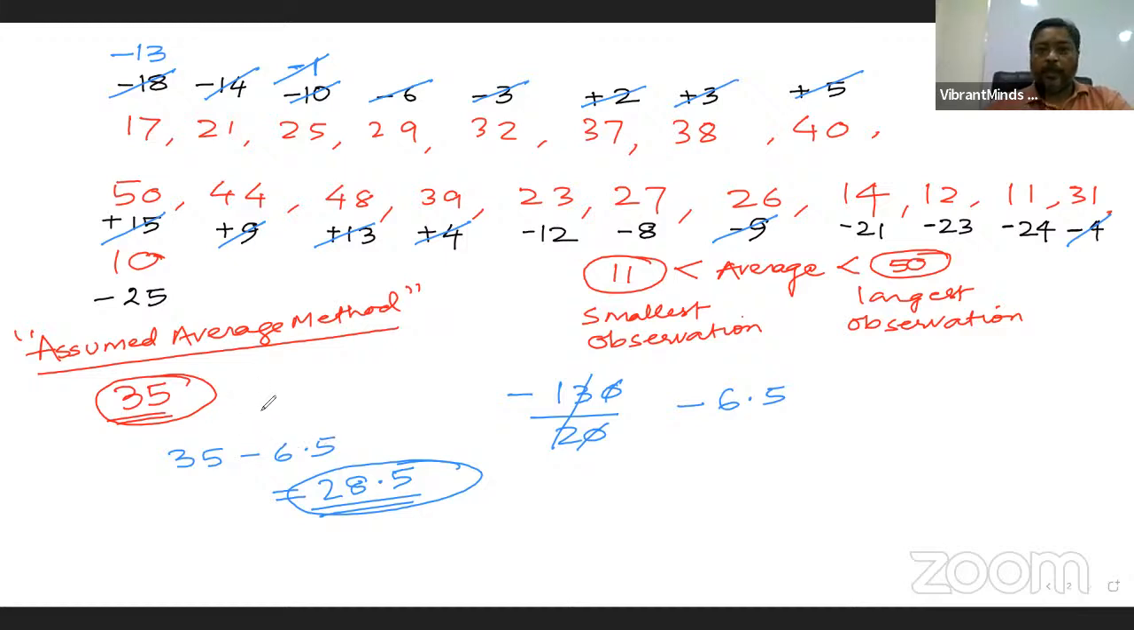Thank you. Now see, I can take a smaller example and then I can show you this assumed method also. Let me show you so that you people don't get confused. Now see, suppose I have observations. I am taking between 20 and 40. So I am taking my assumed average as, let's say, 32.